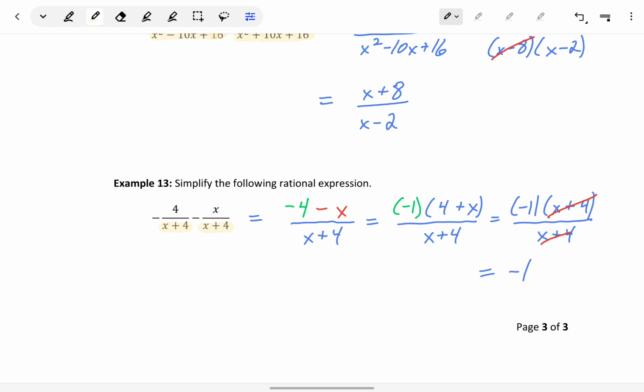Again, we might have picked up on this pattern already because we can see once we subtracted those two expressions, once we combined them, we had a negative 4 in the numerator and a positive 4 in the denominator, minus x in the numerator and plus x in the denominator. So two nearly identical expressions, they were just opposites of each other. So those will always cancel out to be negative 1.